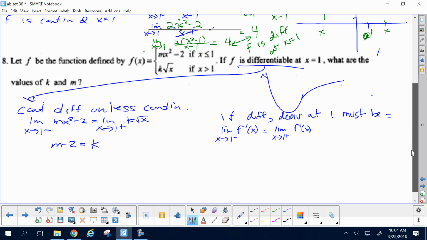What's the derivative of f when I'm looking at x is less than 1? So that's x is less than 1. What's the derivative of that?